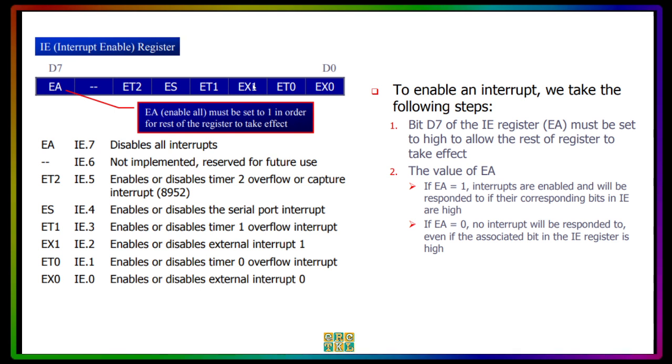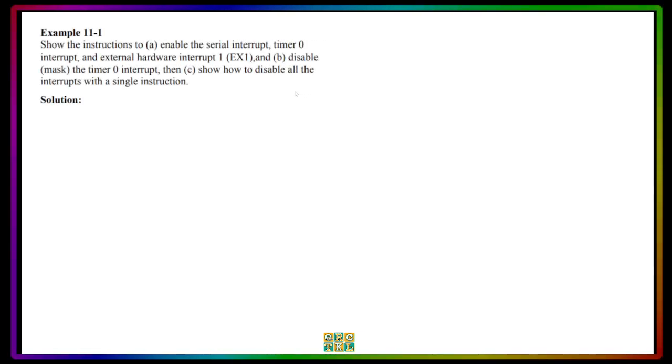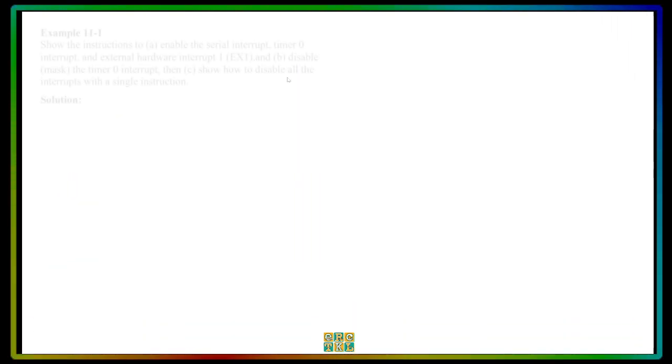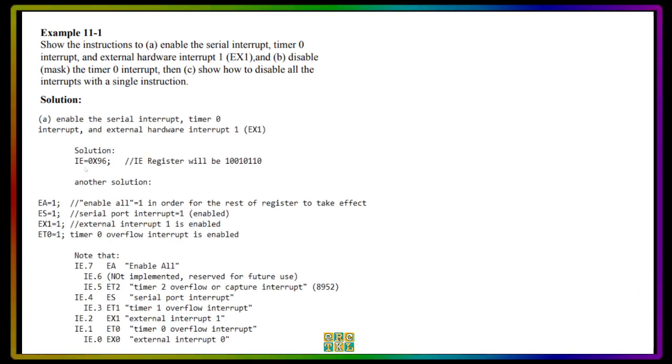So in other words, we are enabling the external interrupt 1 and the timer 0 interrupt, which is precisely what we need to do here. We have to enable the timer 0 interrupt and the external hardware interrupt 1. Again, the external hardware interrupt is EX1 and the timer 0 interrupt is enabled by putting 1 on ET0. That's why EX1 is 1 and ET0 is 1. So this will be 0, 1, 1, 0. To summarize, this will be 1, 0, 0, 1, 0, 1, 1, 0. So EA equals 1, ES equals 1, EX1 equals 1, and ET0 equals 1. And we can do that by simply putting 0x96 to our IE. Again, 96 means 1001, 0110.